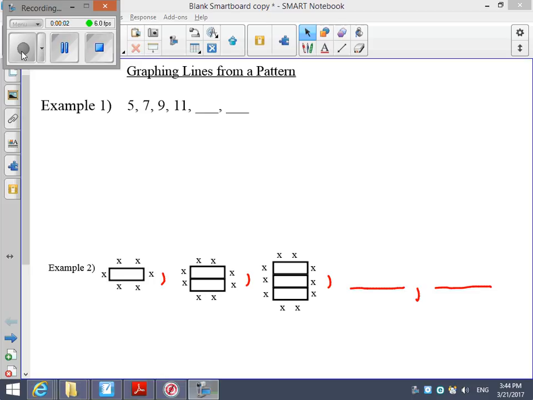Okay, boys and girls, here is what we've been talking about last day. I want to give a review if you need it, a little extra work with it. We're starting to graph our lines from patterns. We've been looking at patterns for about a week and a half now, and we're doing really well.